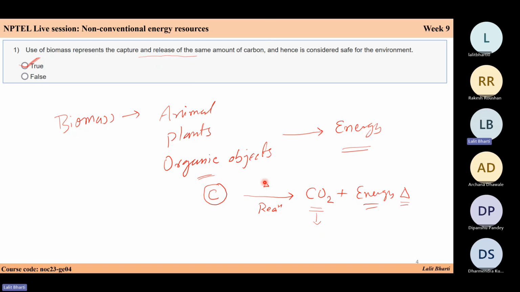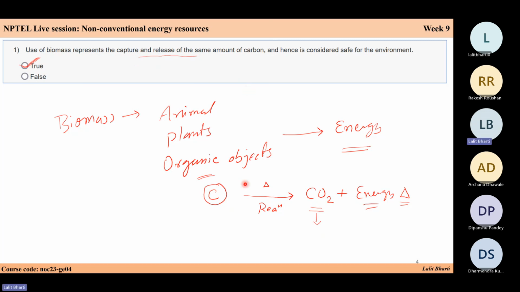We will heat them up, or provide some heat to the objects, to start the reaction. And as the product of the reaction, we will get CO2 as well as energy in the form of heat. This is the overall mechanism of biomass. It is simply the burning of an organic object. Whatever object, let's say paper, wood, anything whose origin is from nature, will come in the biomass category. So we can say this statement is true.